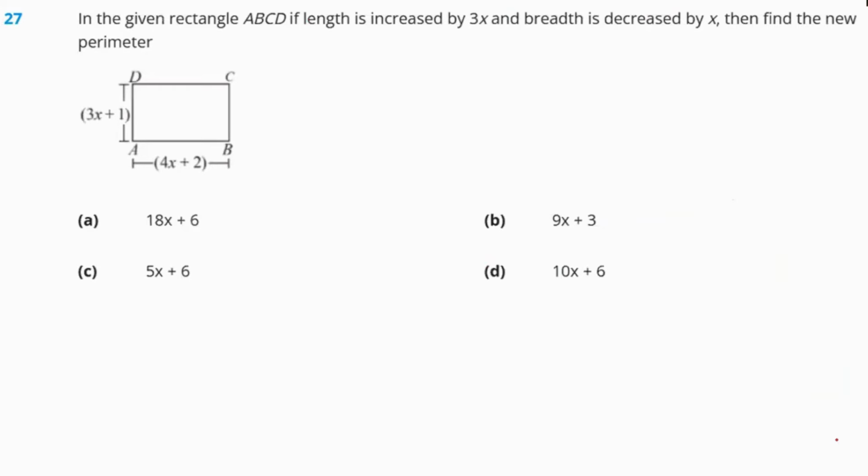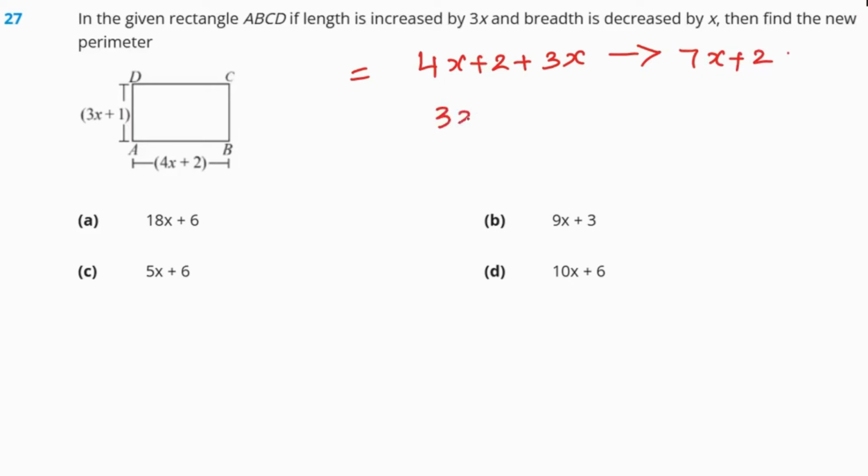Next question. In the given rectangle ABCD, if length is increased by 3x and breadth is decreased by x, then find out the new perimeter. So here in this rectangle, length and breadth are given. 4x plus 2 is the length and 3x plus 1 is the width. If length is increased by 3x, already the length is 4x plus 2, we have to add 3x, and the new length will be 7x plus 2.